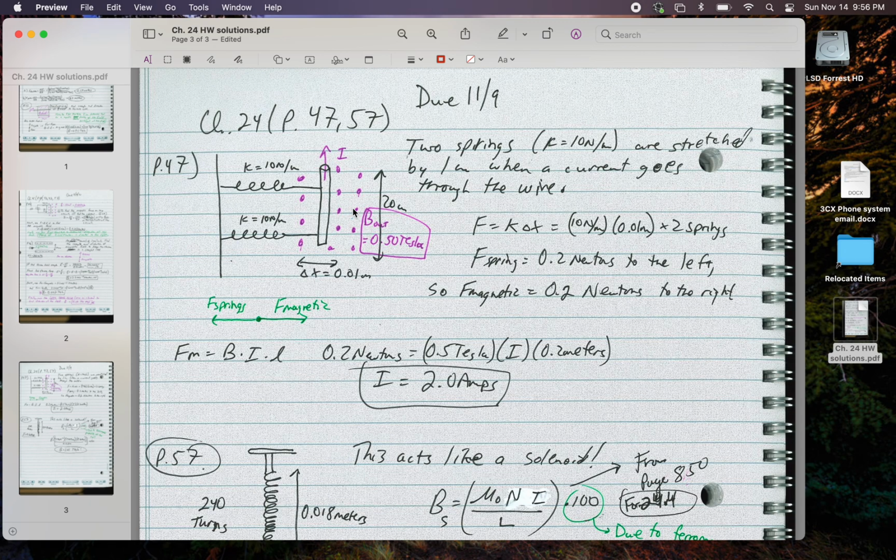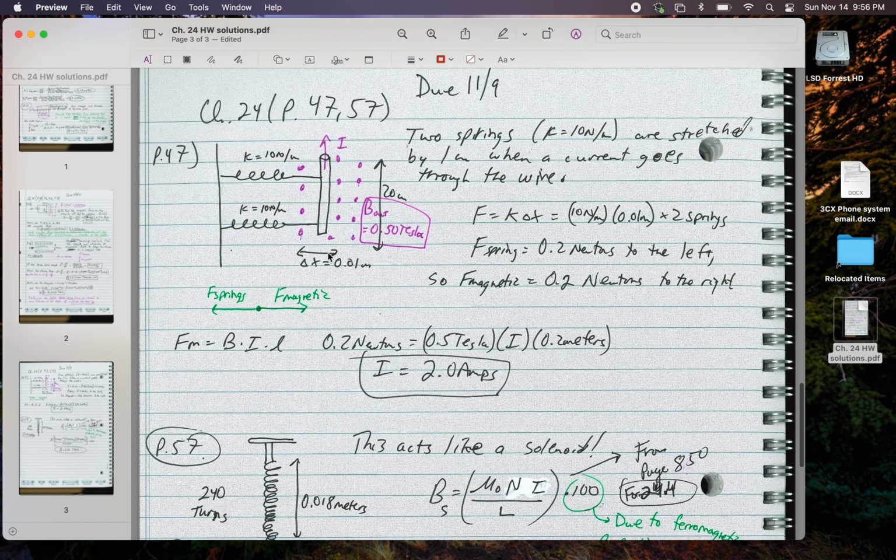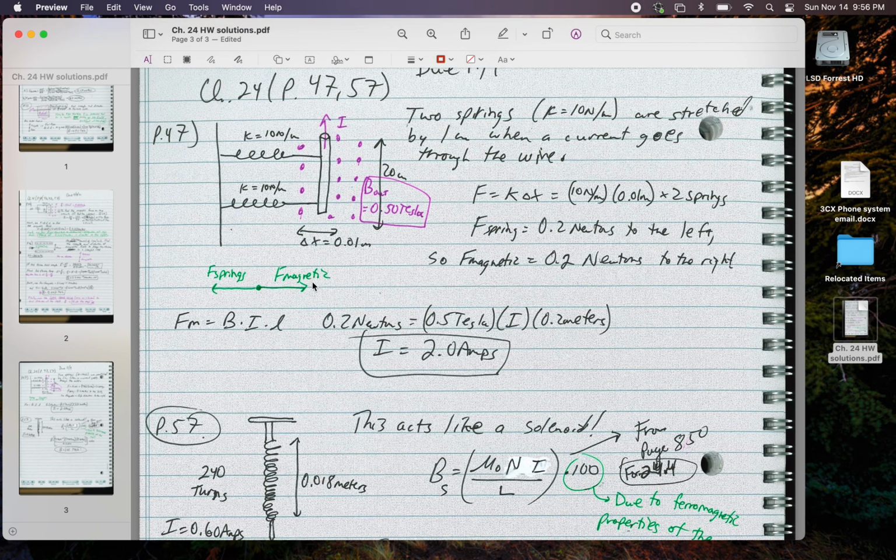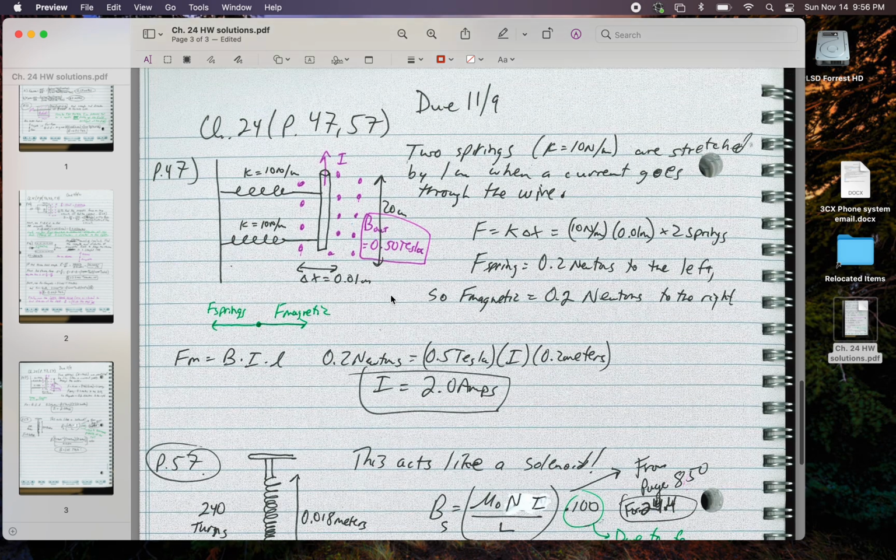So field coming out of the page, yeah, it is. I'm just looking at the handle is correct. So that's correct. Just having to think about the field coming out of the page and the thumb going up. So the force is to the right on the wire from the magnetic field. So the force in the springs is to the left.